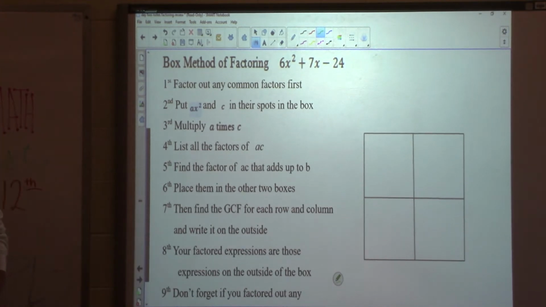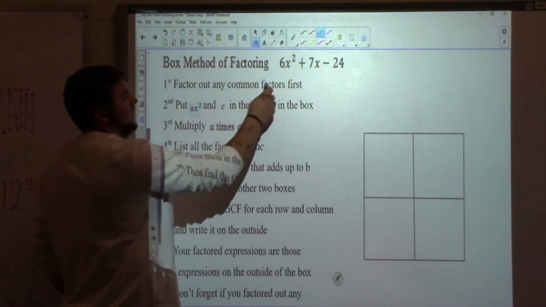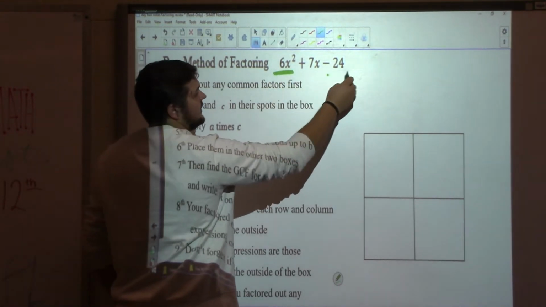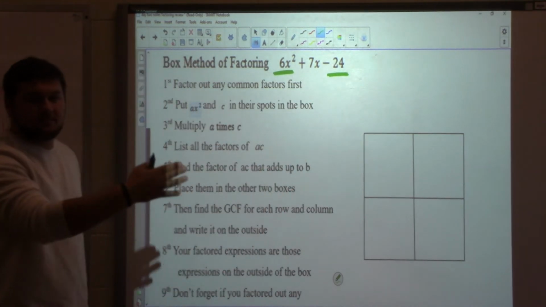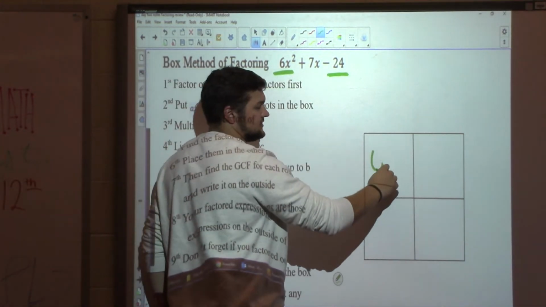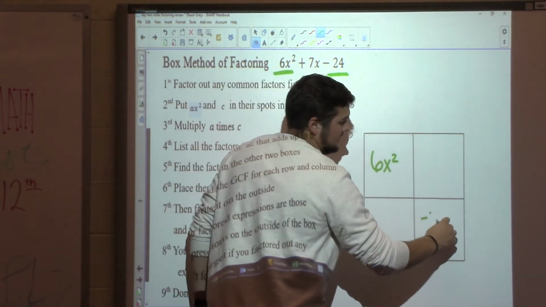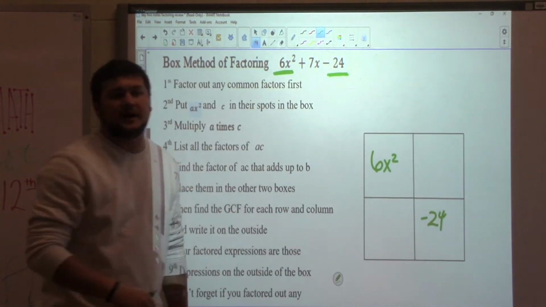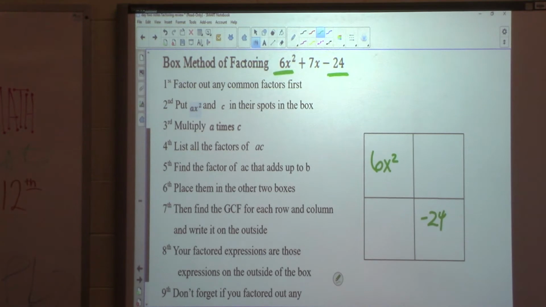6x squared plus 7x minus 24. I want you to factor that. If you use the box method, you're going to take your ax squared, or your first term, and you're going to take your c, and you're going to put them in their separate pieces. 6x squared goes top left. Negative 24 goes bottom right. That would be first step for box method.